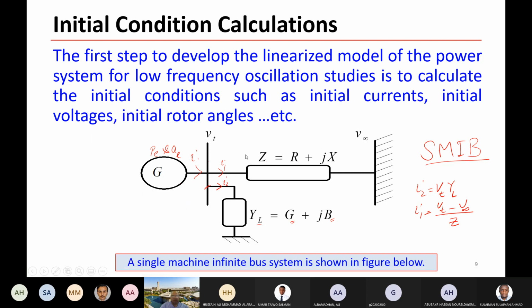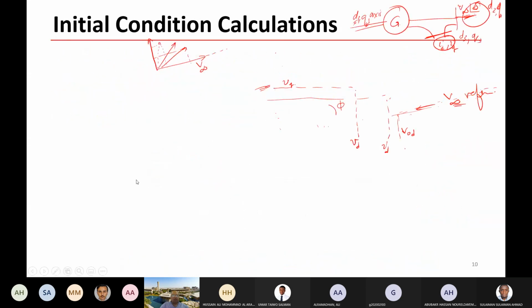share my screen. So this is the generalized model. We have local load, we may or may not. It's quite easy to handle. And this is the transmission line. We may have resistance, we may not. And this is single machine infinite bus.